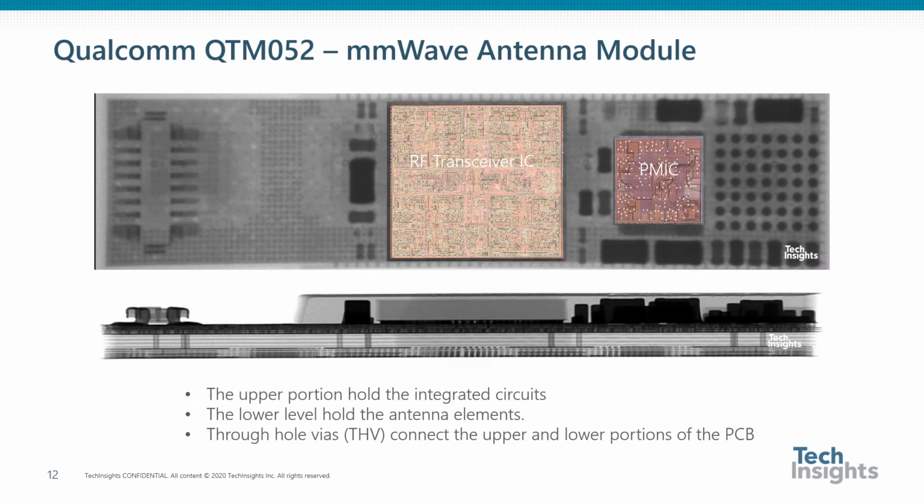An X-ray of the module further reveals interesting information. 2 die are present in the module. The die photos of the die are superimposed on the image for clarity. The large die on the left is an RF die, and the smaller one on the right is a power management IC, or PMIC. The side X-ray reveals that the module can be divided into an upper portion and a lower portion. The upper portion houses the ICs, and the lower portion houses the antenna elements. Through-hole vias are used to connect the upper and lower portions of the PCB. These are clearly visible on the side X-ray.